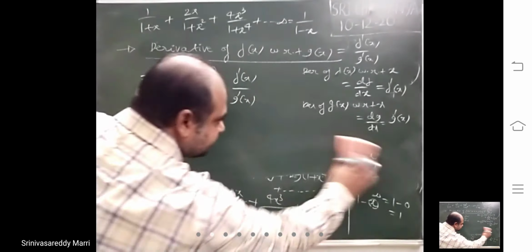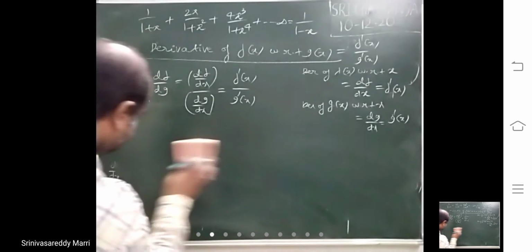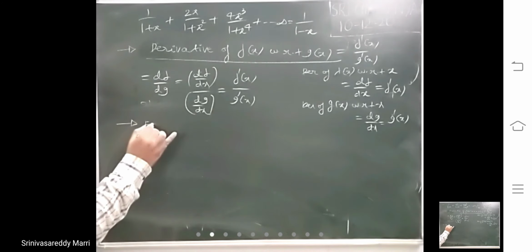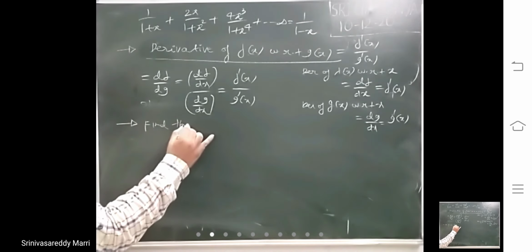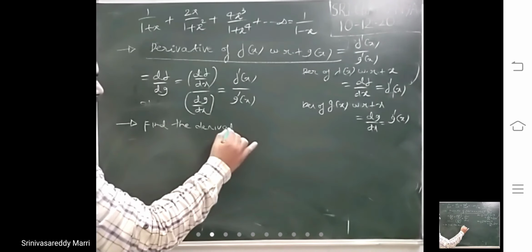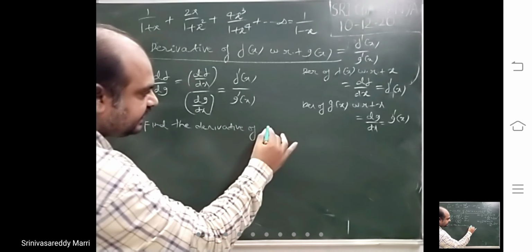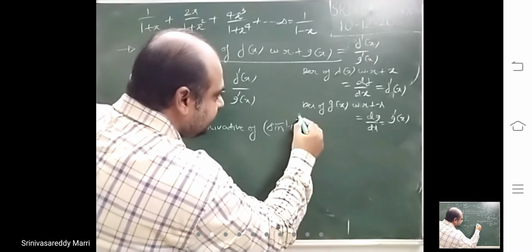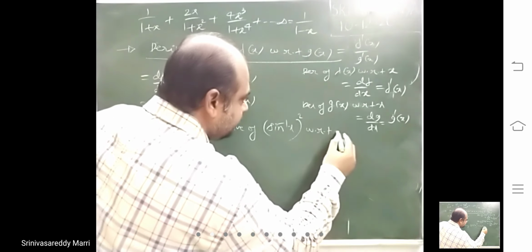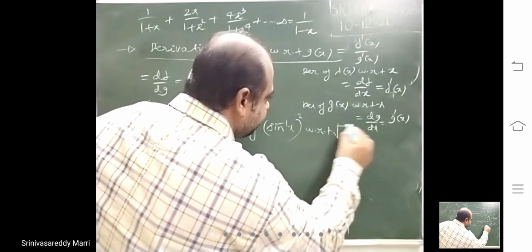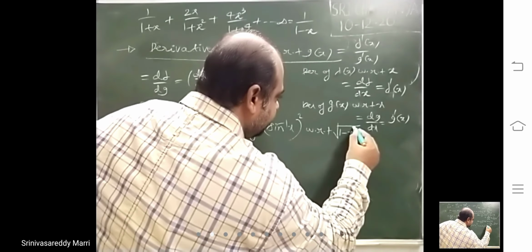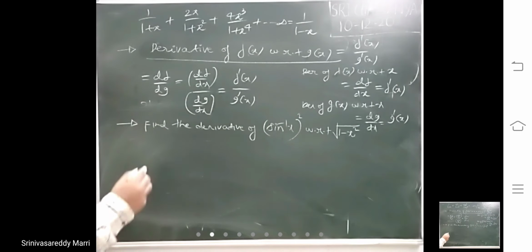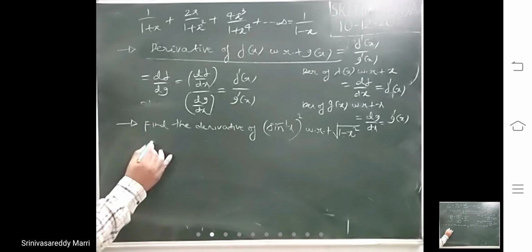Take one example. Find the derivative of sine inverse x whole square with respect to root of 1 minus x square. So this is one function, this is another function. So derivative of this function with respect to another function.